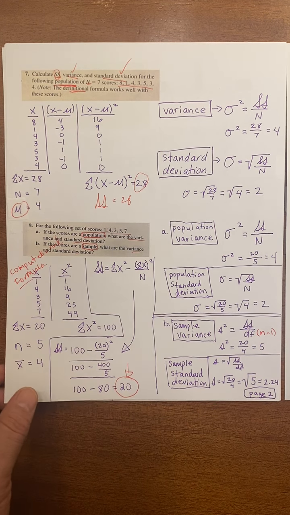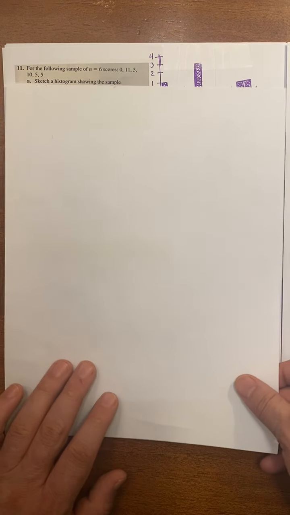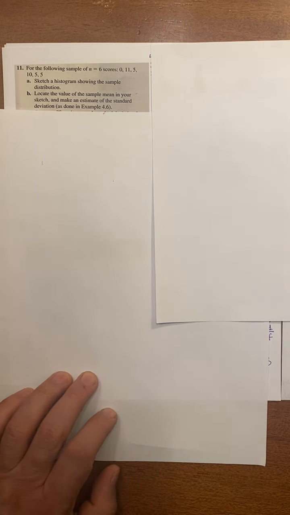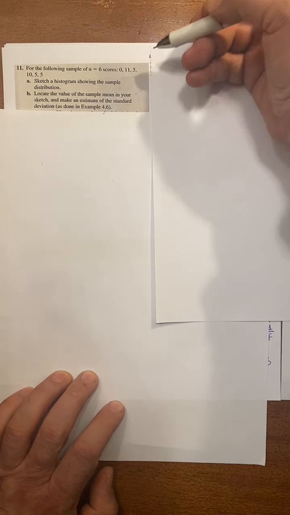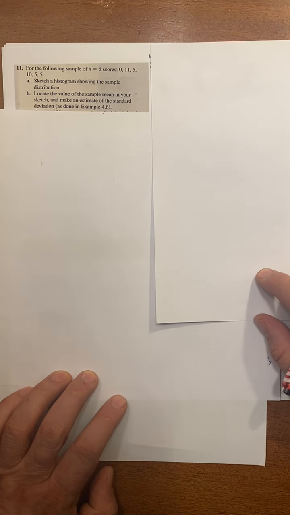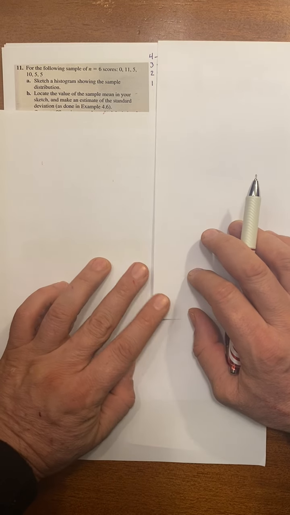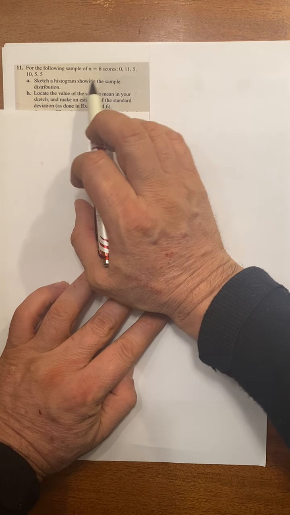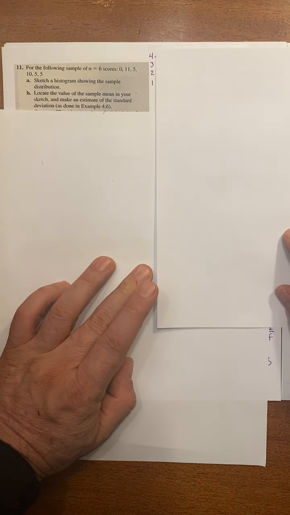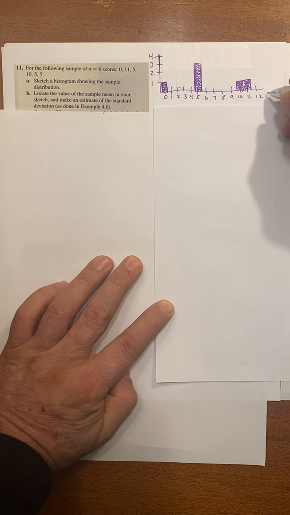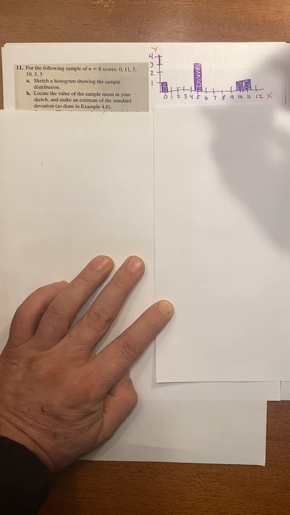Okay, so now we can go ahead and move on to our next problem, number 11. Here we're reading, for the following sample of n equals 6 scores, right? Those are the scores there. They first want us to sketch a histogram showing the sample distribution. So that's the histogram that I have here. Remember, these are your x values. These are your y values.